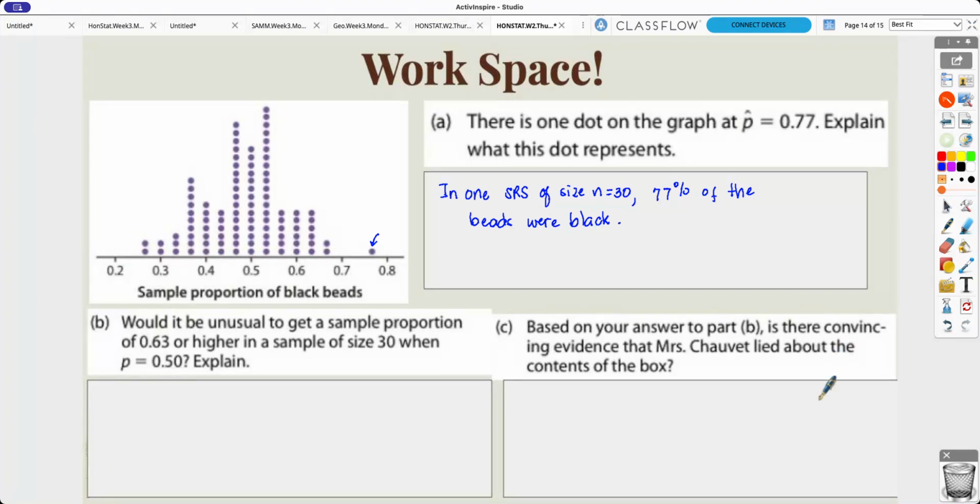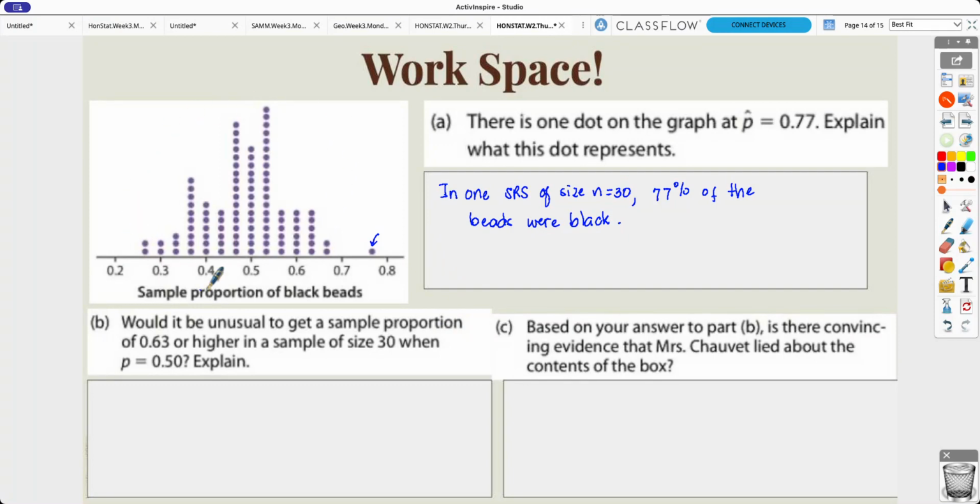Now, letter B. Would it be unusual to get a sample proportion of 0.63 or higher in a sample size of 30 when P is equal to 0.50? So let's take a look back at the three steps. First, we assume that the claim is true, meaning the proportion of the population is 50%: 50% black beads, 50% white beads.